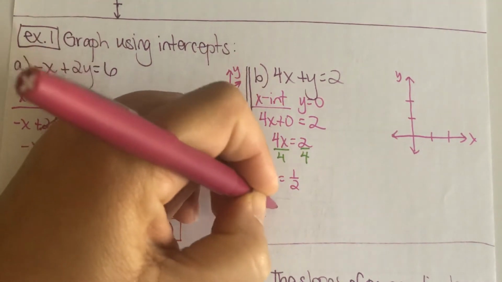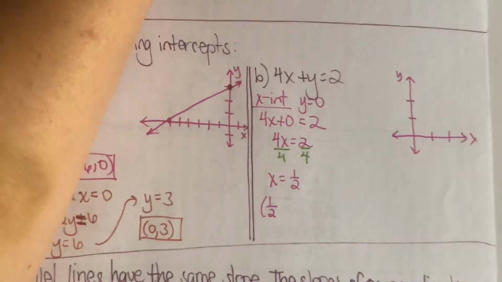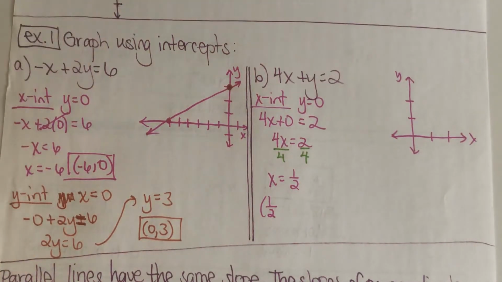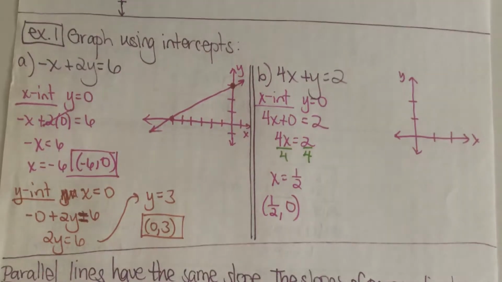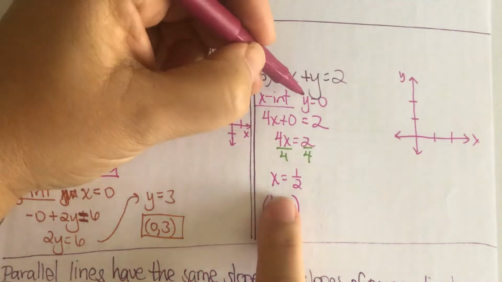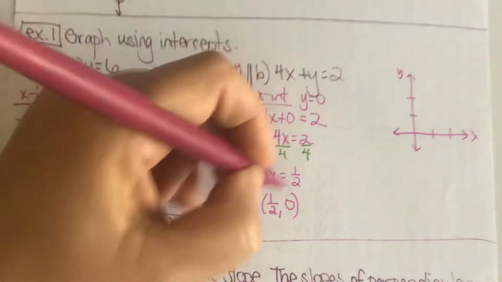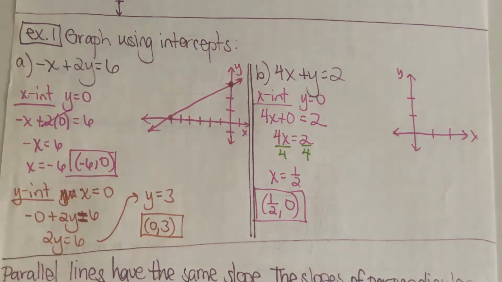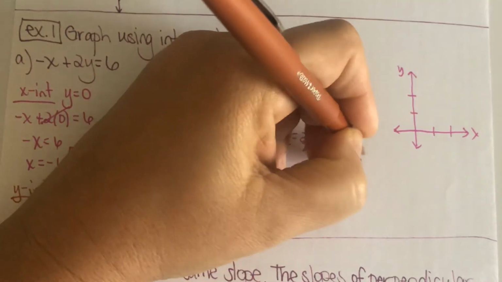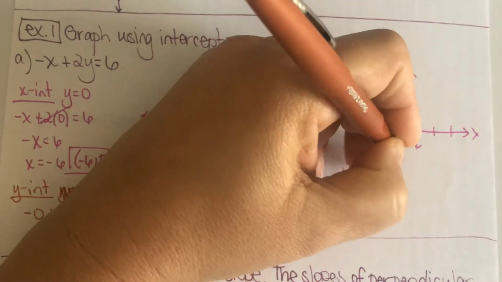Okay, so hopefully you said 1/2 there. And again, we write x comma y as our ordered pair, always for intercepts. Intercepts are points on a graph. And then for the y-intercept, I'm gonna make x equal to 0.